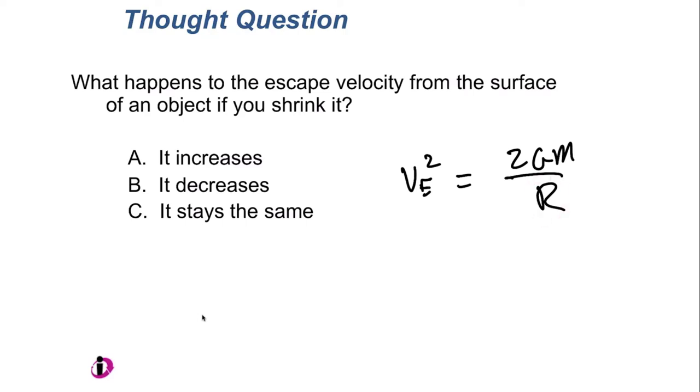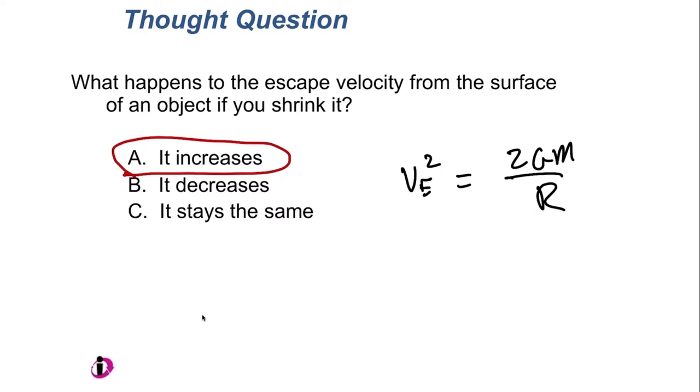From the surface of that object, if you make it smaller, r gets smaller because you get closer and closer to the center of that object. And so the smaller r gets, the larger this escape velocity has to be. And so the escape velocity, as you make an object smaller, has to go up.